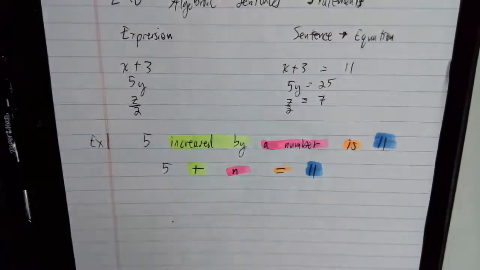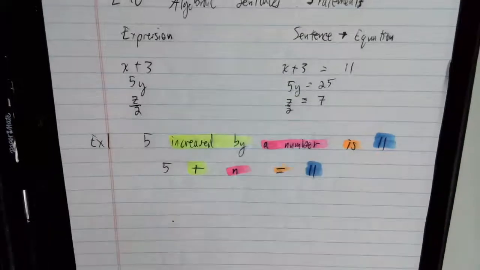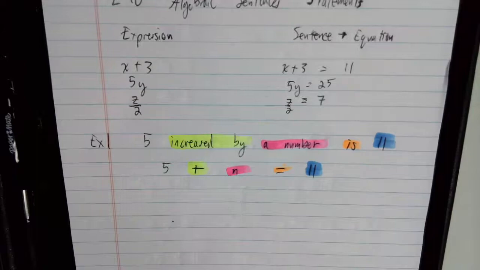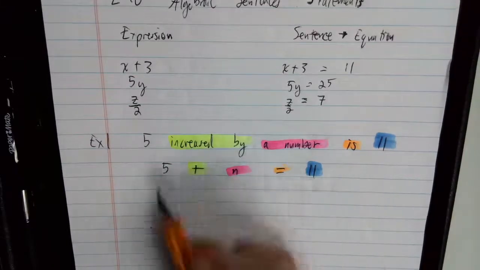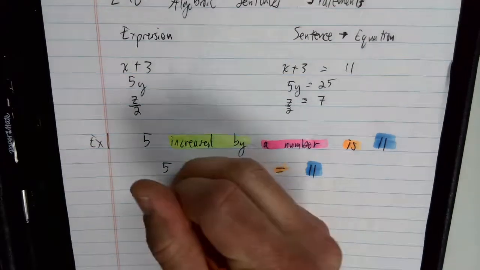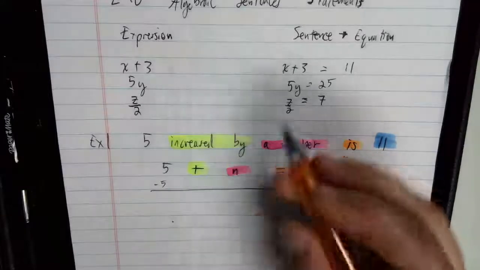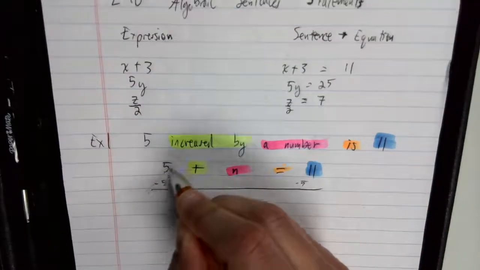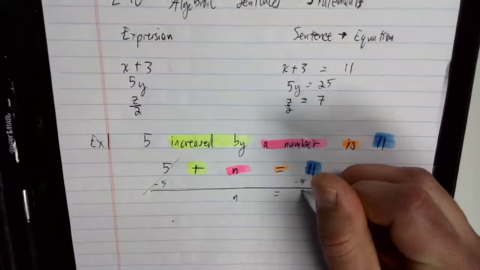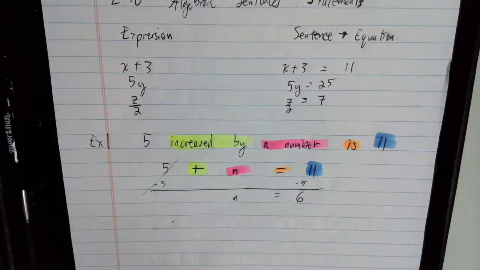Okay, so this was last week. 5 increased by a number. Get the expression. Now, if it's a sentence or an equation, we're going to solve it to find the unique solution. Okay, so how do we do that in this problem, Autumn? All right, so we need to subtract 5 on both sides. I know most of you are like, it's 6. But I want to make sure you have all of those skills. So I have n equals 11 minus 5 is? 11 minus 5 is 6. Yeah, so I can plug it in and check it, right?